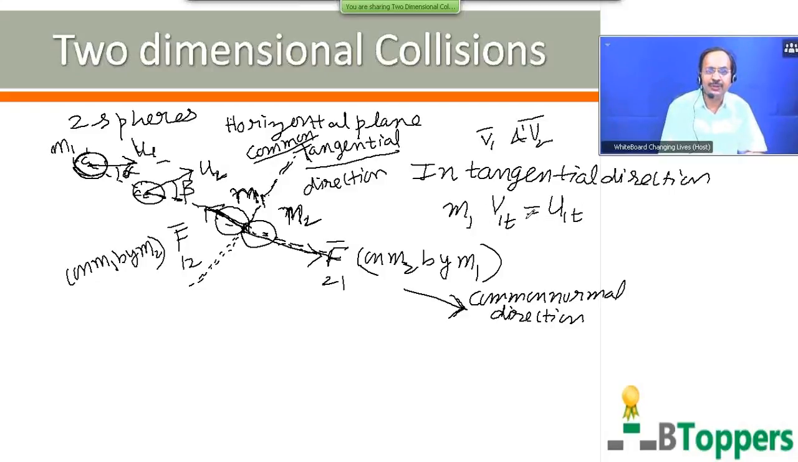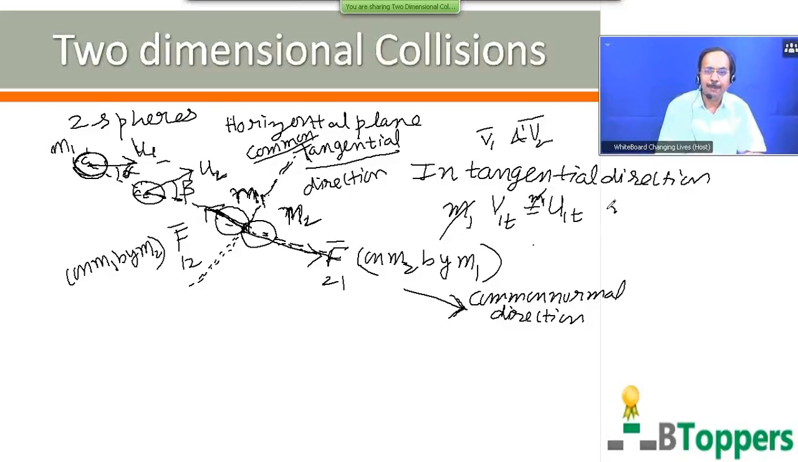Actually, m1 v1t is equal to m1 u1t because the mass of the sphere is constant. The momentum of m1 in the tangential direction just after collision is equal to the component of momentum of m1 in the tangential direction just before collision. Here v1t is the velocity of m1 in the tangential direction just after collision. u1t is the velocity of m1 in the tangential direction just before collision. So u1t is the component of initial velocity of m1 in the tangential direction just before collision, and v1t is the component of velocity of m1 in the tangential direction just after collision.